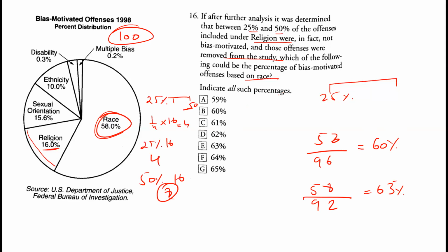So indicate all such percentages. So it would be more than 60 and less than or equal to 63. More than 60 would be 61, 62, and it should be 63 or less. Because this is something a little more than 63, and this is also a little more than 60, but less than 61. So it will be 61, 62, and 63. So this is the new percentage of race as far as bias motivated offenses are concerned. So options C, D, and E are correct.